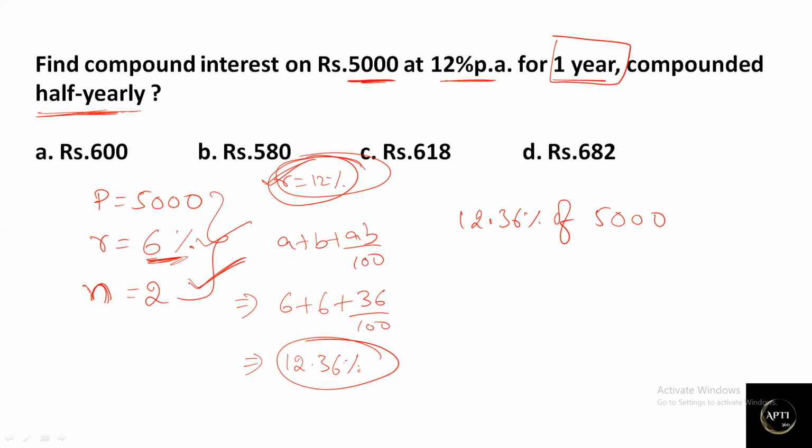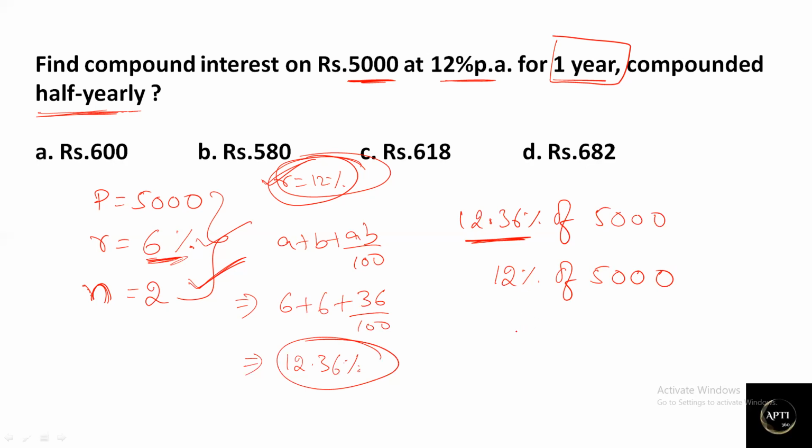If you find it difficult to calculate 12.36%, check the options. Option A is 600, option B is 580, option C is 680, option D is 682. Now let's try to calculate. Rather than 12.36, I'm trying to calculate 12% of 5,000.